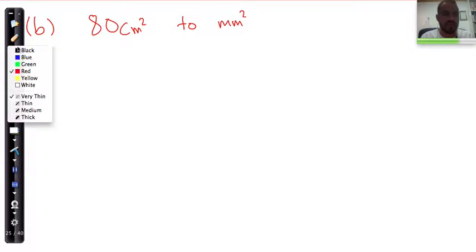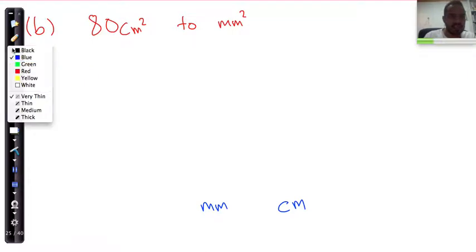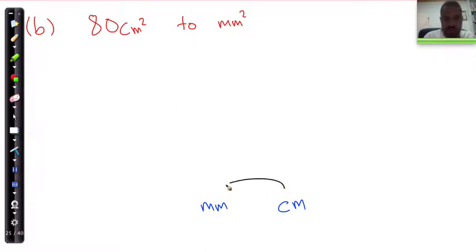Okay, so let's look at the next one. It says square centimeters to square millimeters, and it's going to be 80 square centimeters to square millimeters, in other words millimeters squared. Okay, so let's remember, you can go back to your conversion table, and if I'm moving from centimeters to millimeters, centimeters was a larger unit, so I'm going to put that on the right hand side, and millimeters was a smaller unit. In each centimeter we have 10 millimeters, and so to go from this one to this one, I had to multiply by 10.